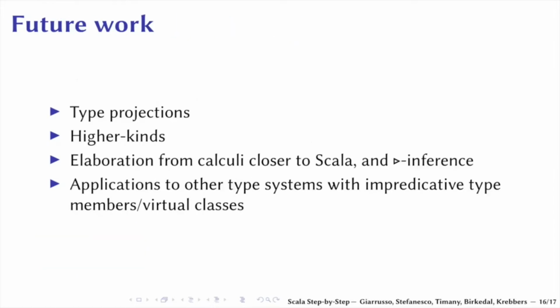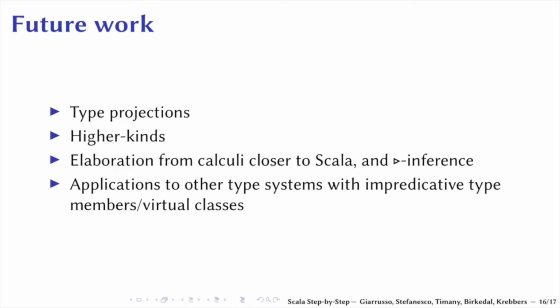For future work, we're extending our model to deal with type projections and higher kinds, additional Scala features which have not been supported by past DOT calculi. We would like to find a way to elaborate from DOT calculi closer to Scala and to infer occurrences of later, which Scala users currently do not have to write. And we hope that these techniques can be extended to other object-oriented type systems which support impredicative type members or virtual classes.